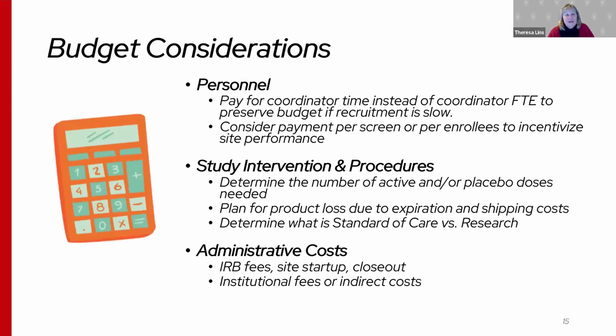Okay, and then there are a number of budget considerations when you're planning for your multi-site study. So in terms of personnel, pay for coordinator time instead of coordinator FTE to preserve the budget if recruitment is slow. Never underestimate the time and number of sites it will take to recruit. If your budget agrees to pay for 1.0 FTE of a coordinator for 3 years and the study ends up taking 5 years to recruit, there will be no money left to pay coordinators in years 4 and 5.